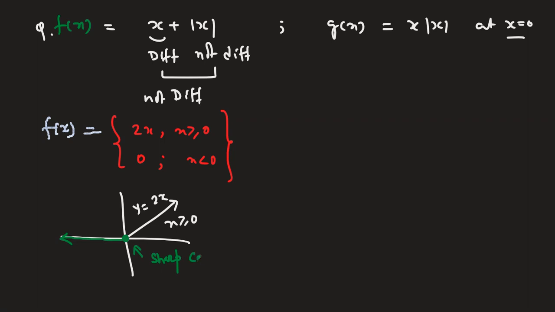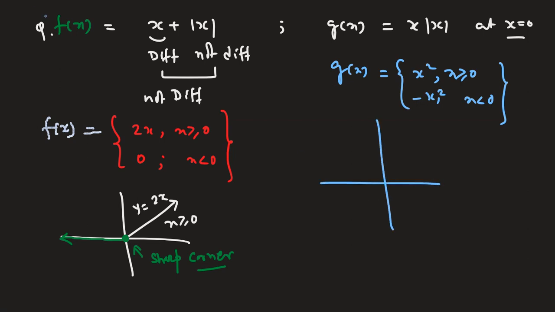Now come to this point. Here you can write g(x) as x square when x is greater or equal to 0, and g(x) is minus x square when x is less than 0. Now you are going to check their differentiability. In a graph you can very easily check. It is the upward parabola like this one, and the second one is the half portion of the parabola like this. So you can draw it this way.